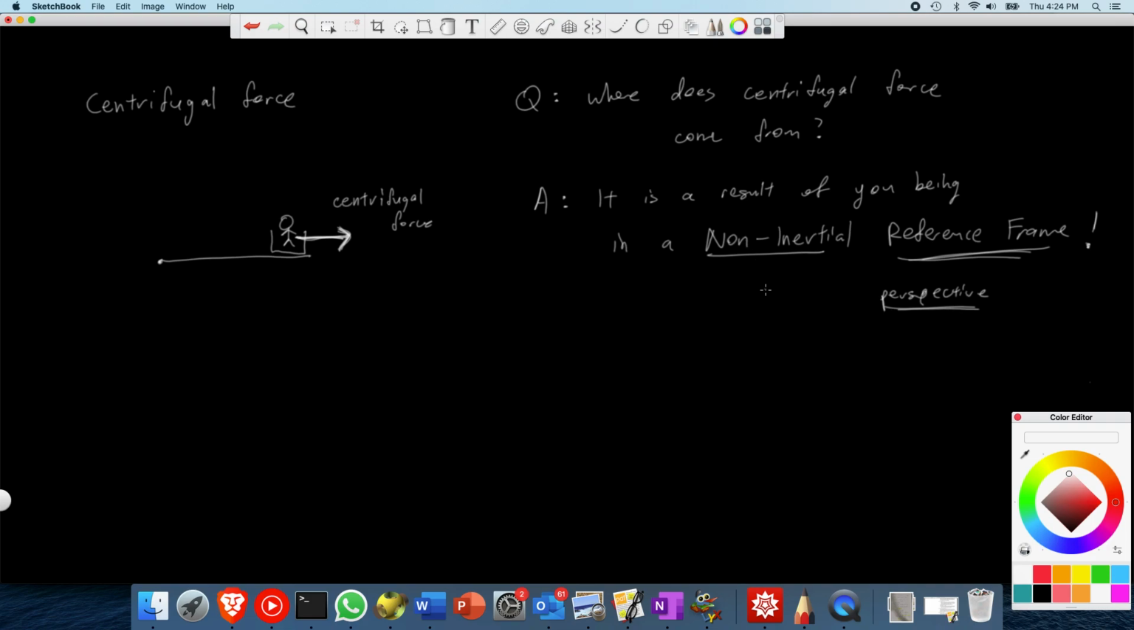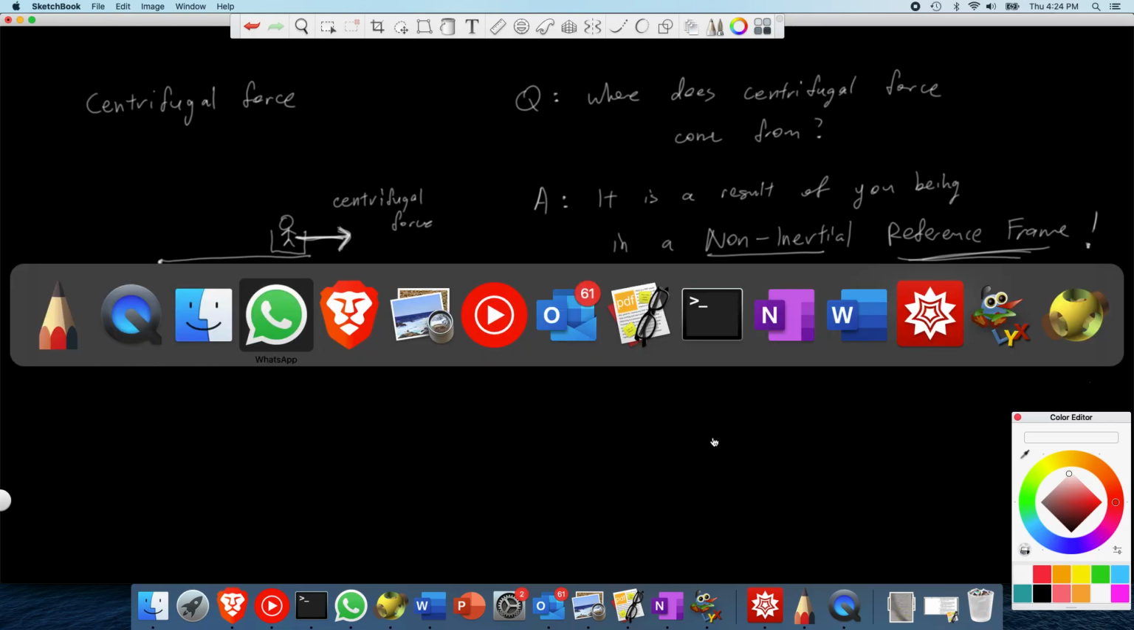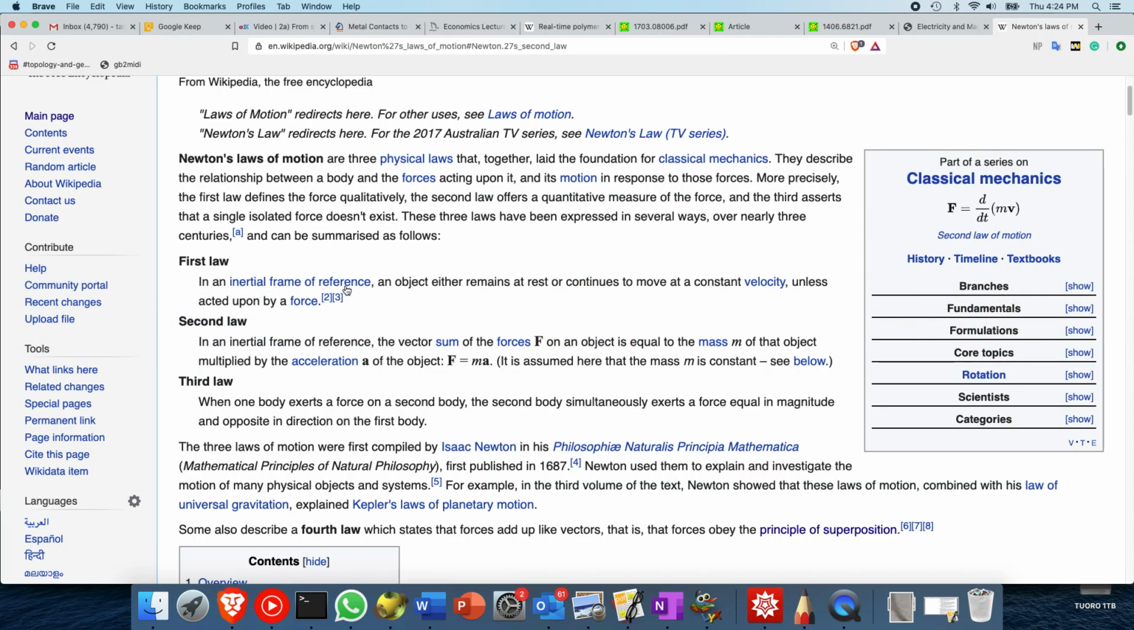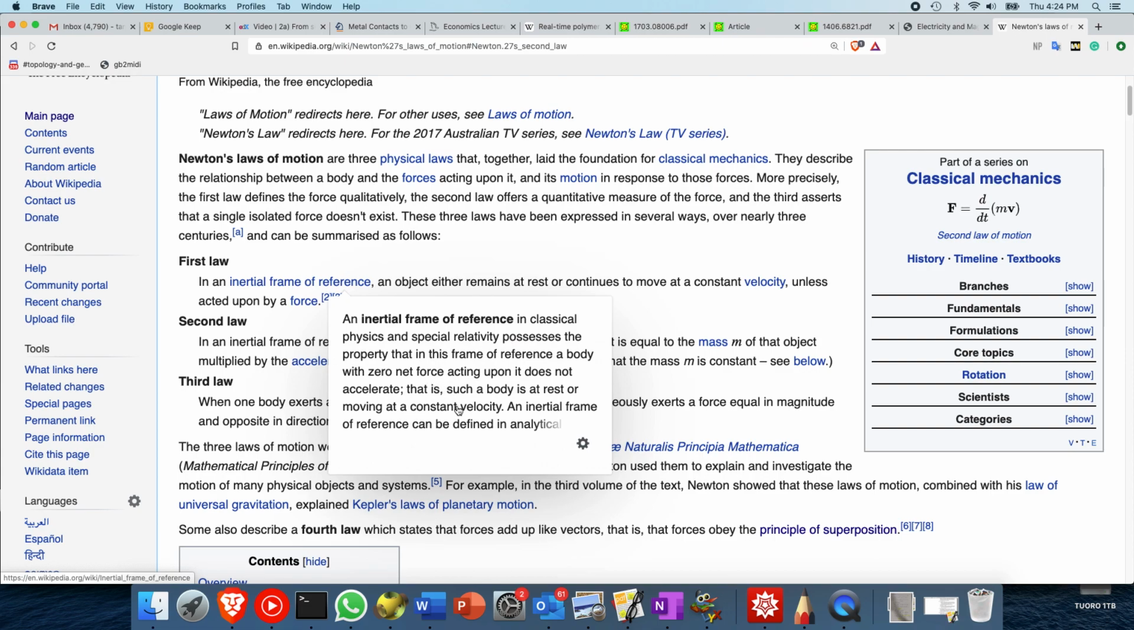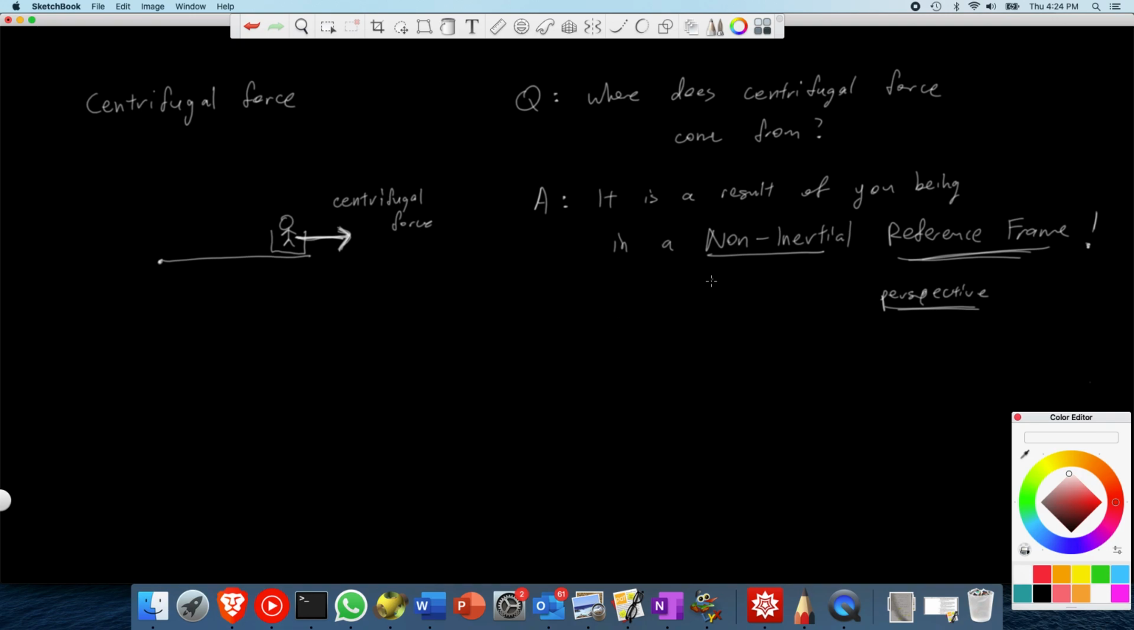Now onto inertial. What is inertial? So if we take a look at Wikipedia, an inertial reference frame is a reference frame that is moving at constant velocity. So let me just write it down to be clearer. Inertial means constant velocity.